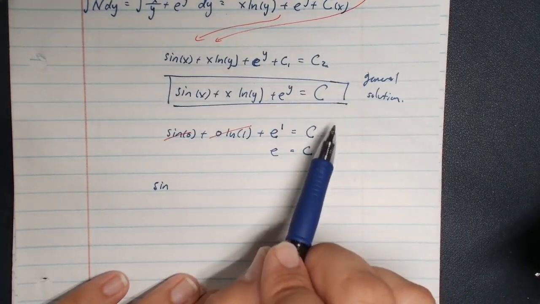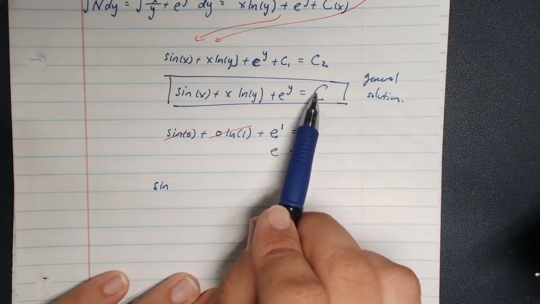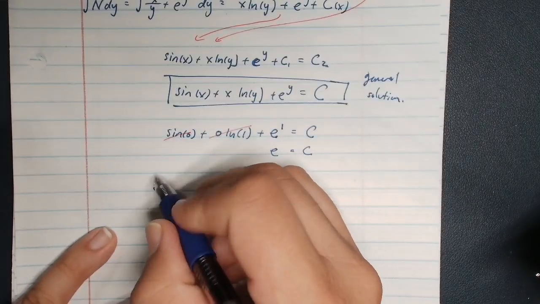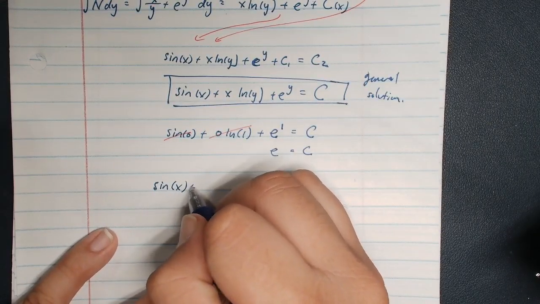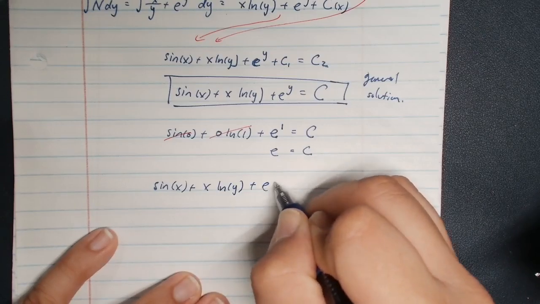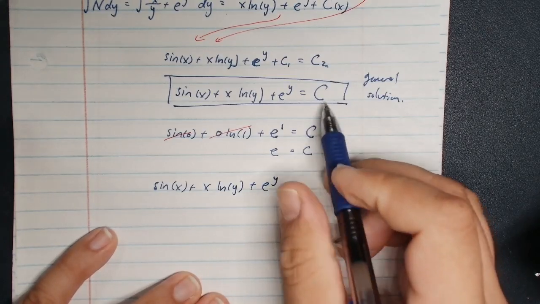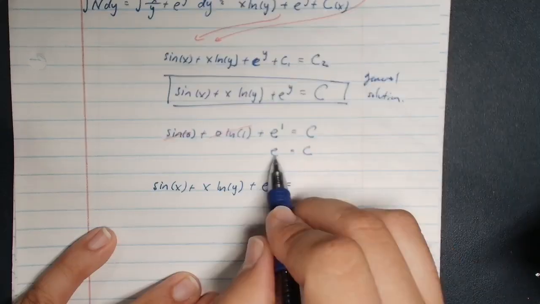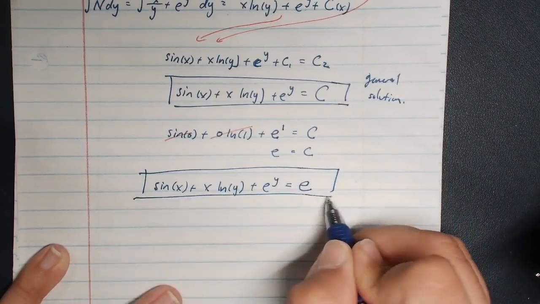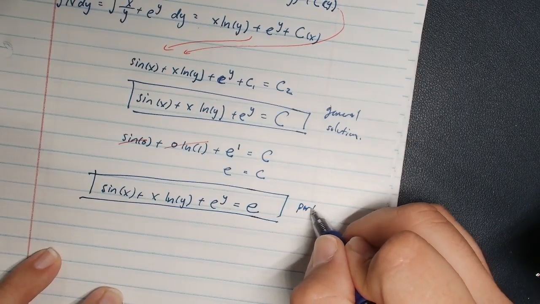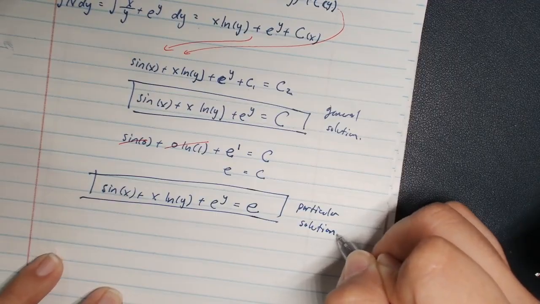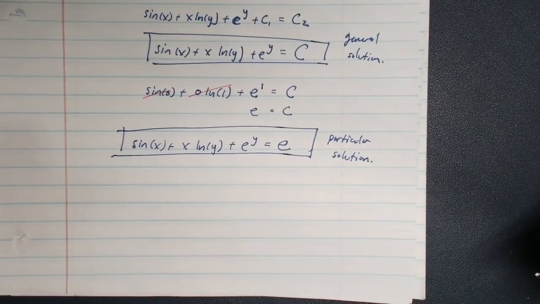Okay, so again, I have a one parameter family, but to find a particular solution to the initial value problem, we now find a specific member by finding a specific value for this parameter c. So that gives me sine of x plus x natural log y plus e to the y equals a constant, which we now know is e. And this would be our particular solution. Which also makes us happy.